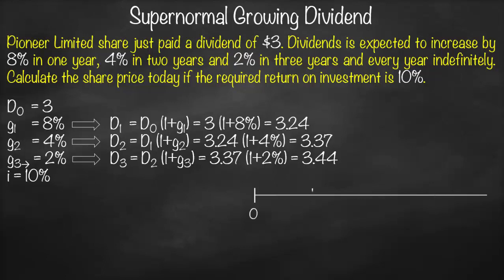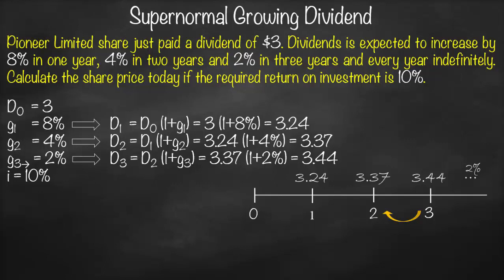Then let's draw the timeline. In year 1, we will receive a dividend of 3.24. In year 2, we will receive a dividend of 3.37. In year 3, we will receive a dividend of 3.44. And then this dividend will continue every year forever at a growth rate of 2%. So we'll put dots here, and above the dots, we'll put 2%.